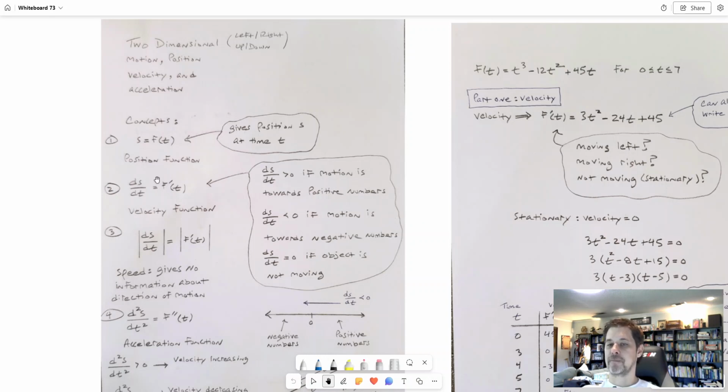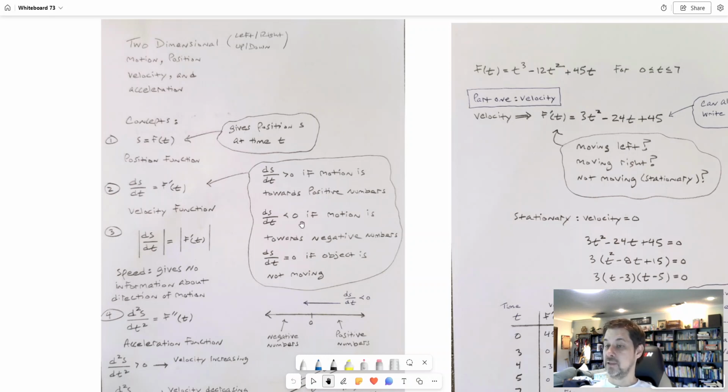Okay, now the derivative of the position function, whether you call it ds over dt with Leibniz notation or f prime of t, gives you velocity. How we might understand that is some quantity of both direction of motion and speed of motion. So it tells you how fast you're going, and it tells you which way you're going. If that derivative is positive, motion is towards the positive numbers. The velocity doesn't tell you where you are, it just tells you where you're going and how fast you're moving.